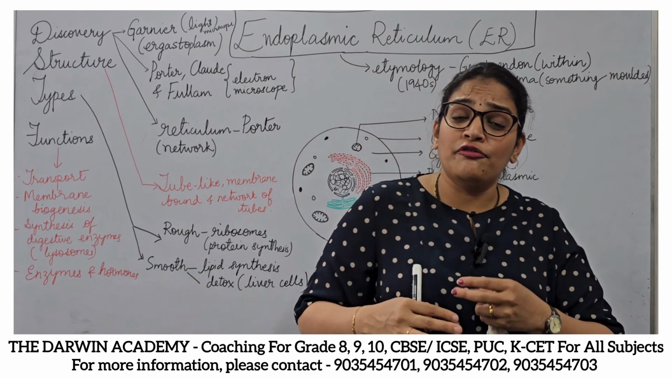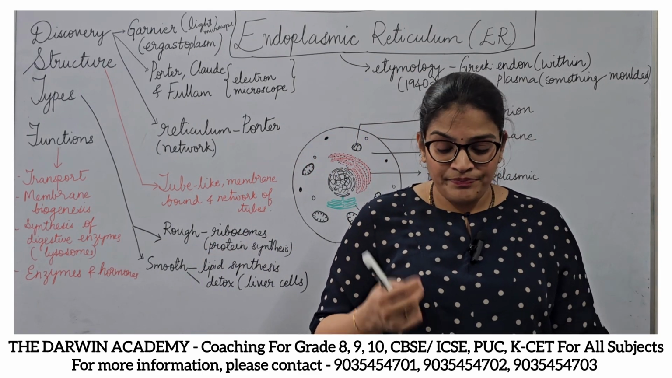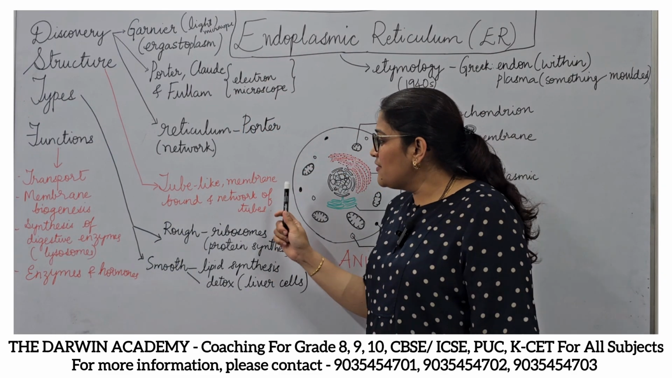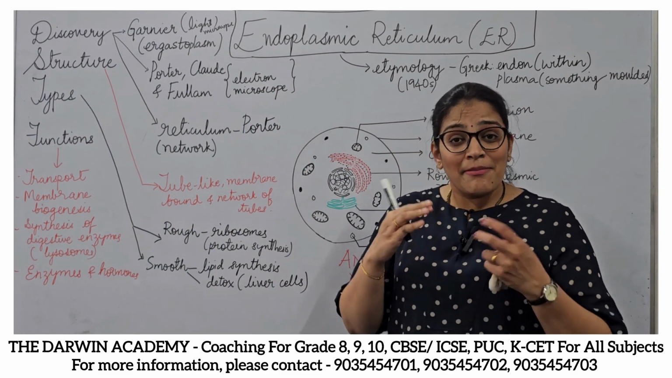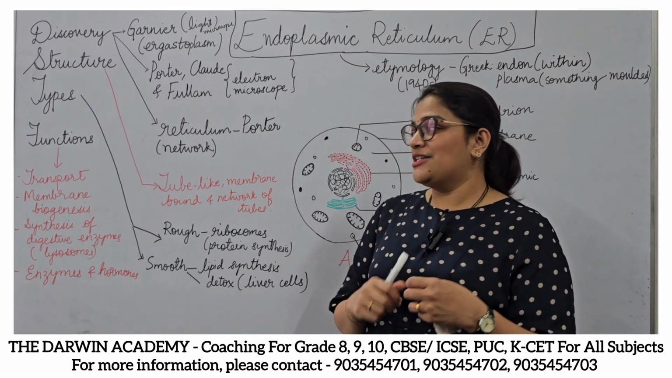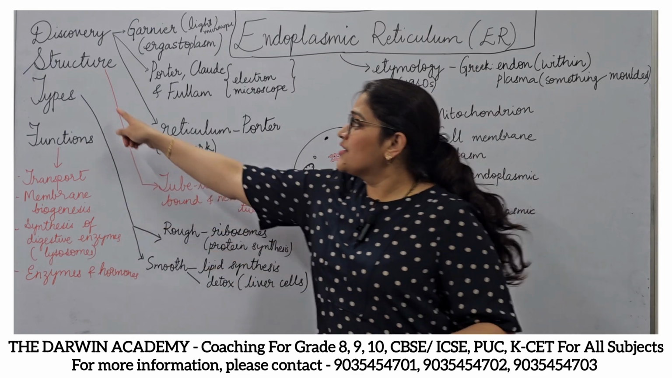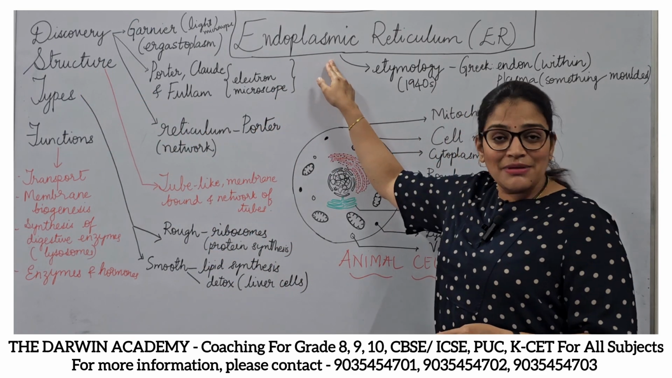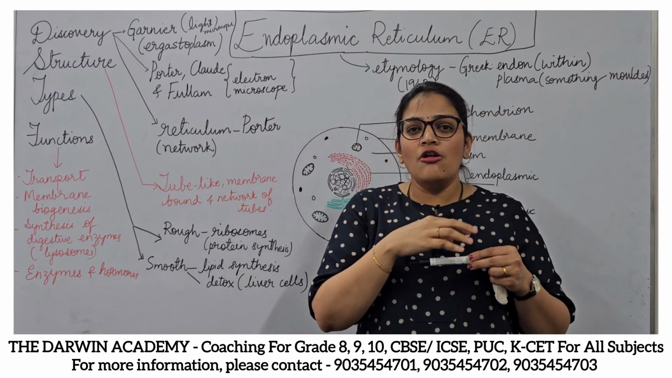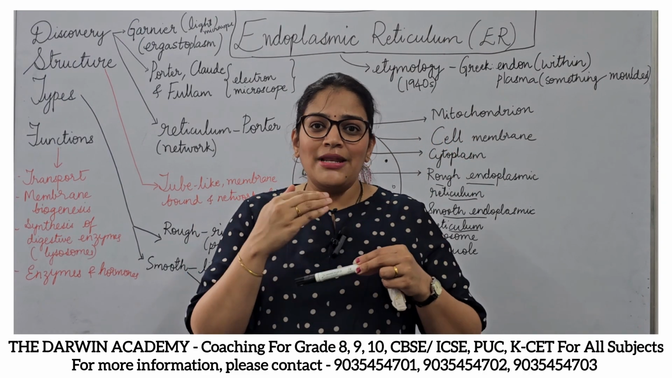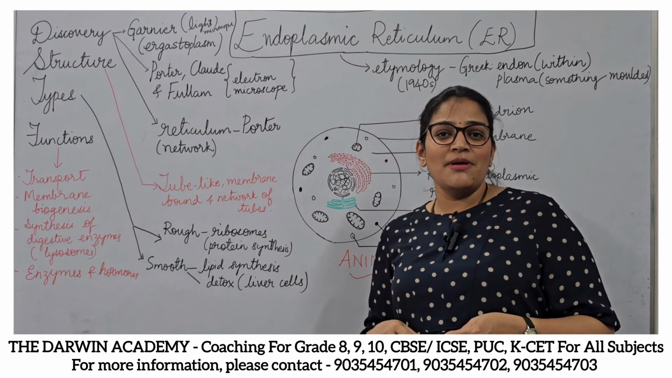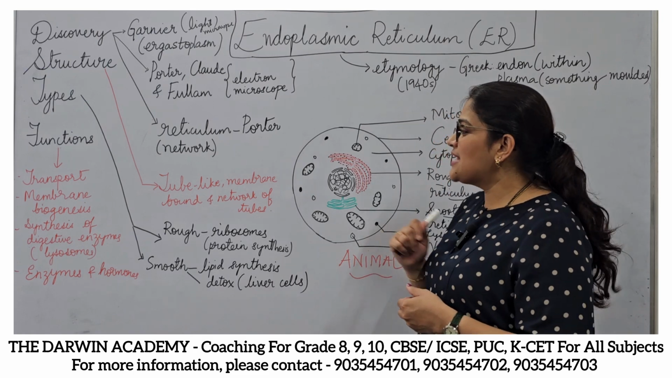Go back to thinking of what the cell membrane is made of. It is made up of proteins and lipids. Just like that, even the membrane of the endoplasmic reticulum is made up of proteins and lipids. So, I would like to reiterate the structure of endoplasmic reticulum. The endoplasmic reticulum is a branched, long, narrow, tube-like structure which is covered by a membrane. The composition of this membrane is similar to that of the cell membrane.